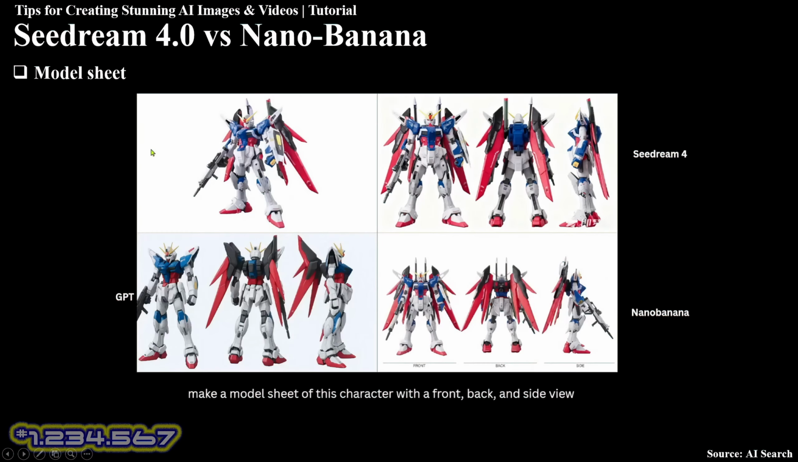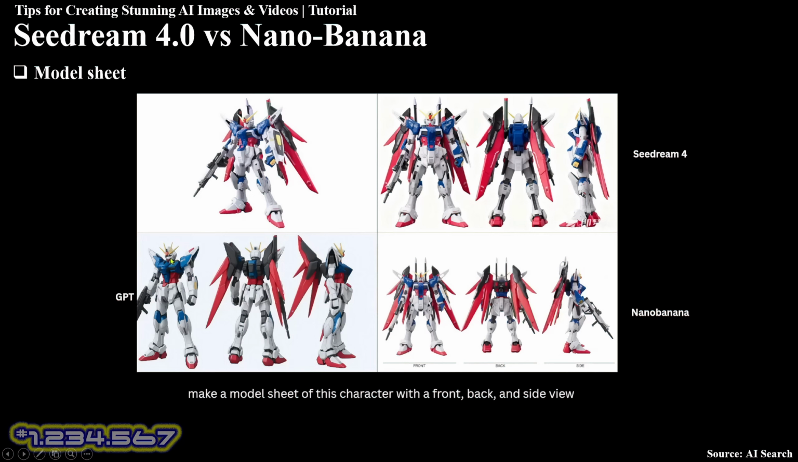Model sheet. So for example, we're starting from the first robot image. Make a model sheet of this character with a front, back, and side view. So we can see the Seedream result here, GPT, and then Nano-Banana. Now we need to evaluate very carefully. So we see that the gun is on the right-hand side, left-hand side, left. Is it left? Is it the right hand of the robot? Right hand of the robot. So this is the other side, okay?